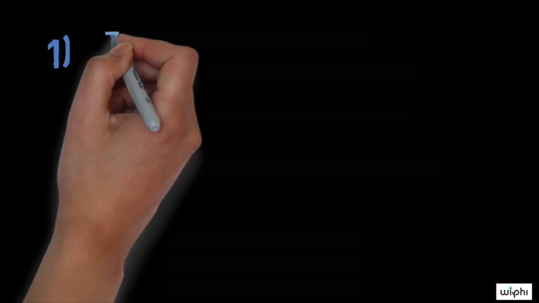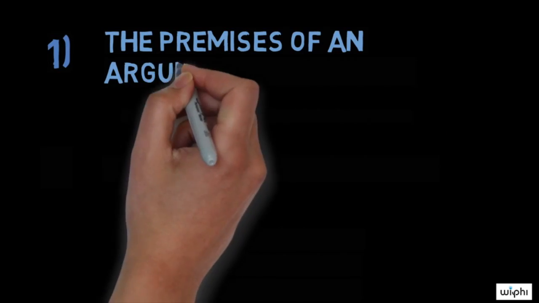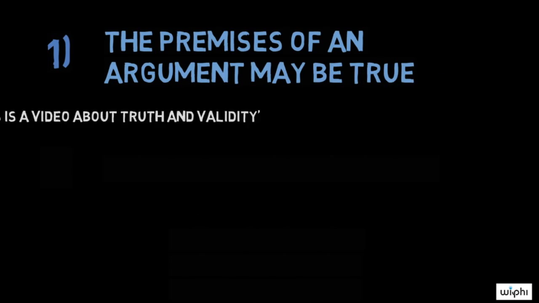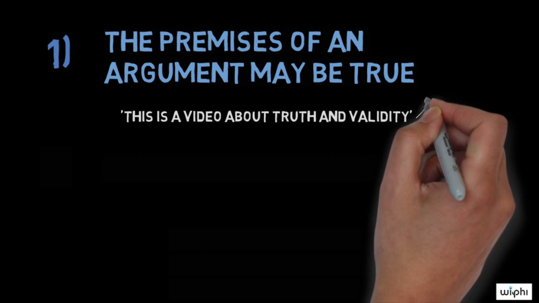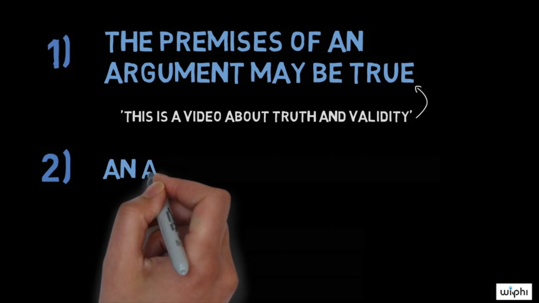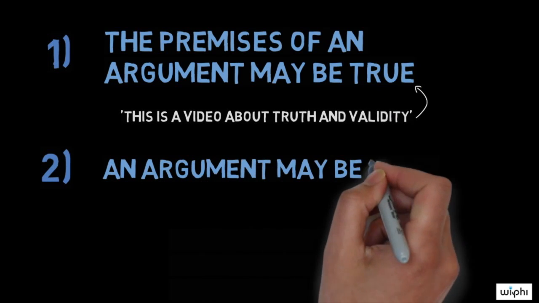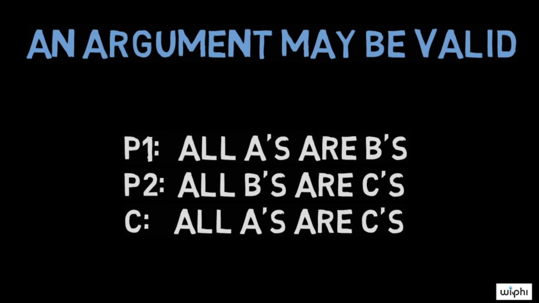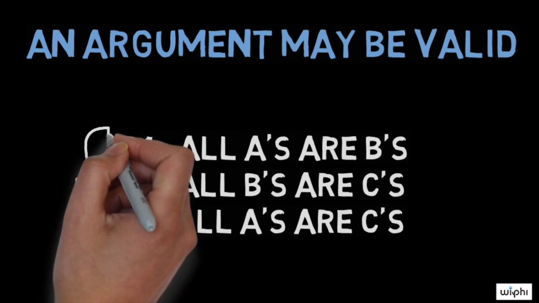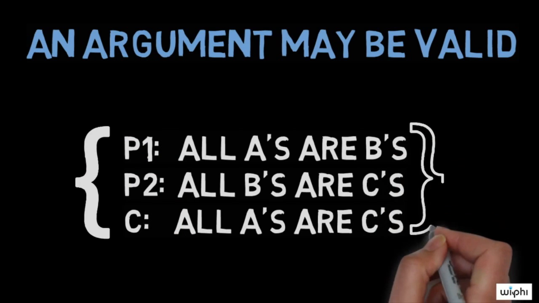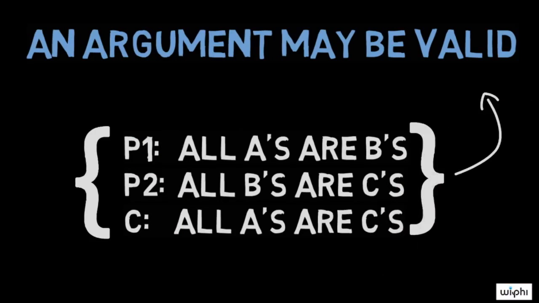The first is this. The premises of an argument may be true. That is, they may be in agreement with the facts. In philosophy, truth and falsity are held to be properties of statements, but not arguments. Second, an argument may be valid. An argument is valid when its conclusion follows logically from its premises. In other words, an argument is valid just in case the truth of its premises guarantees the truth of its conclusion. In philosophy, validity and invalidity are held to be properties of arguments, but not statements.